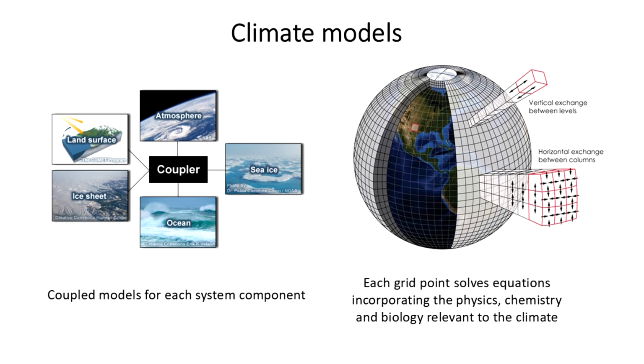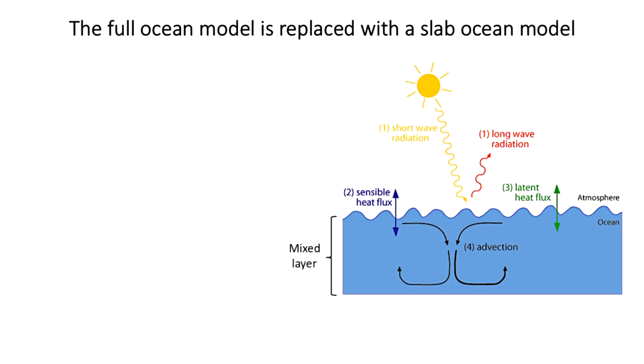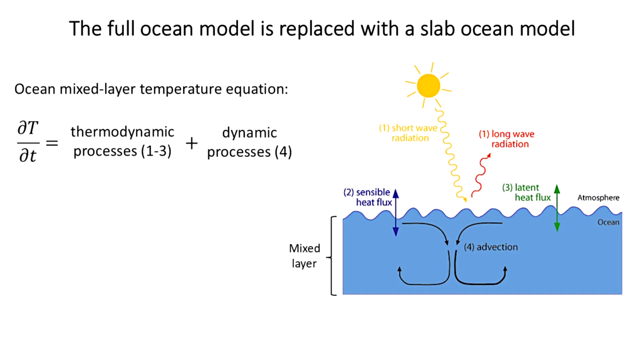In my study, we focus on this model, on the ocean model. And what we do is we replace this full physical ocean with a model that includes only the top layer of the ocean called the mixed layer. The temperature changes in this layer can be described by this equation. So you see on the left is the change of temperature in time. And on the right, we have many terms that you can divide into two. Terms that have to do with thermodynamic processes and terms that have to do with dynamic processes.